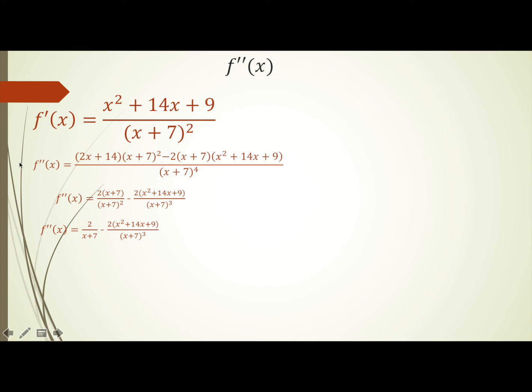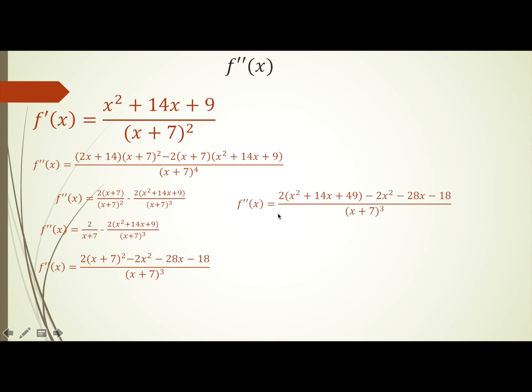Now we need to make a common denominator. If you multiply both the top and bottom on this one by x plus 7 squared, you'll be able to write the whole thing over x plus 7 cubed. Now let's FOIL this out. You get 2 times x squared plus 14x plus 49. Now let's distribute that too. 2x squared plus 28x plus 98. These two cancel. These two cancel. We're left with 98 minus 18, which gives us 80. So our second derivative is 80 divided by x plus 7 cubed.